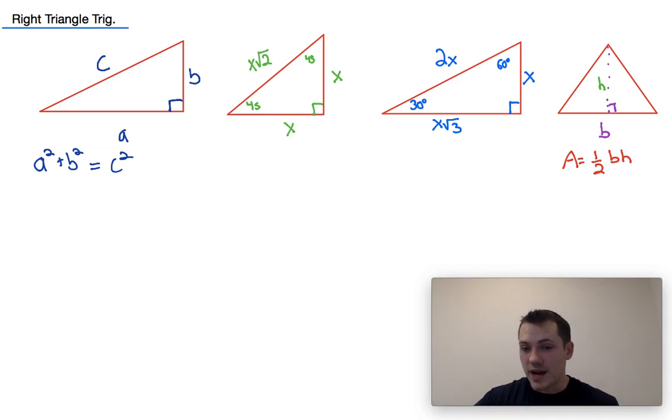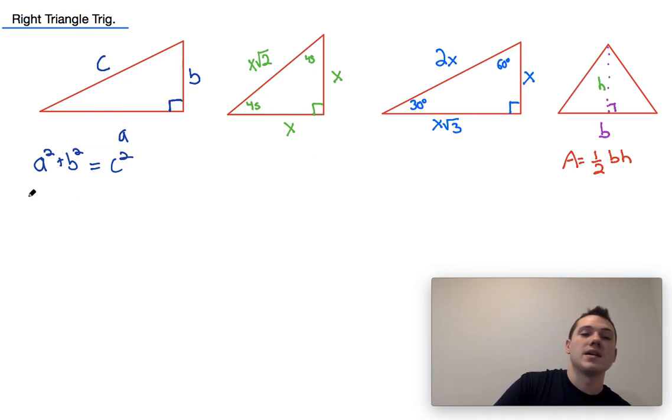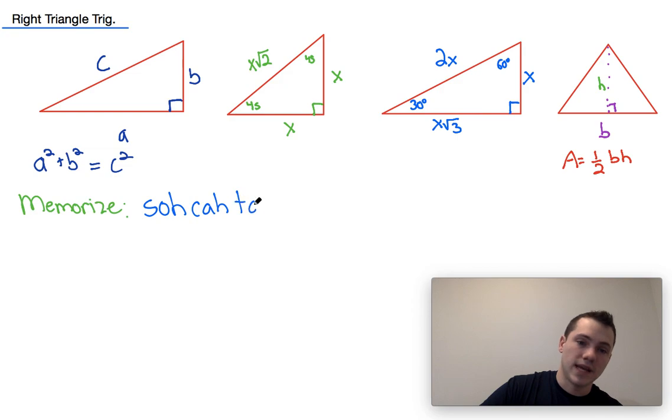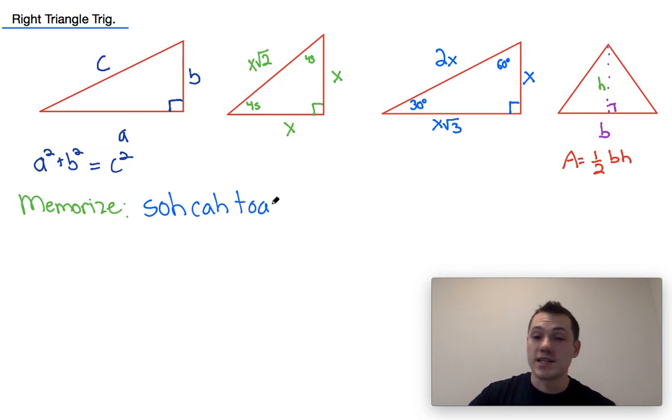Now, those are provided, but there are definitely some triangle concepts that you are going to need to memorize on your own, and I'm going to write these out here. So, what you need to memorize. Most of you probably remember this first one as Sohcahtoa, as provided in your algebra or geometry course. And these are the trig ratios for triangles.